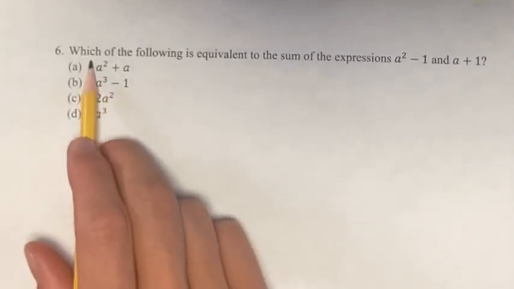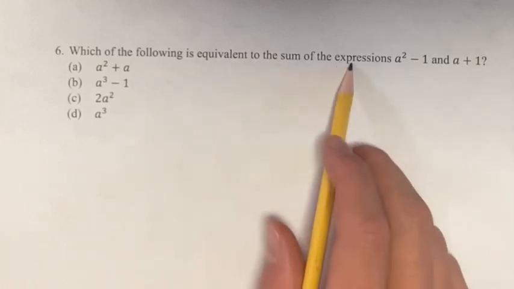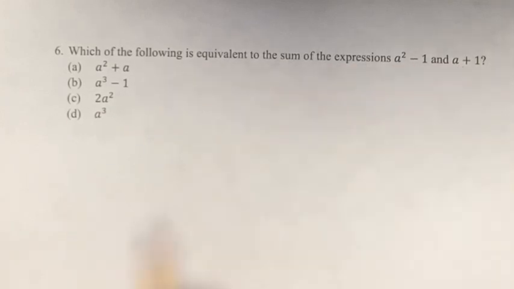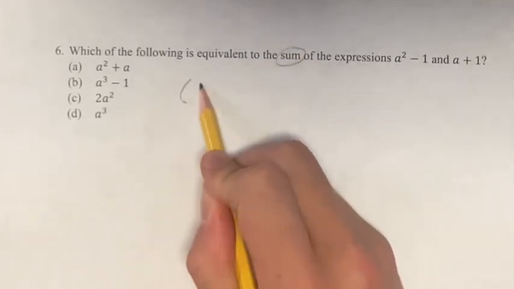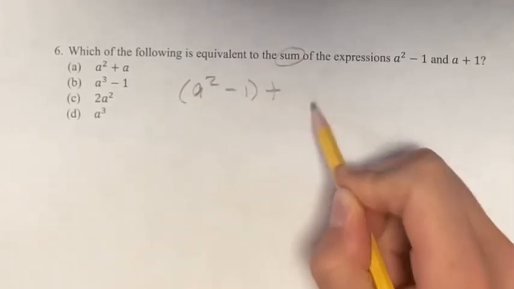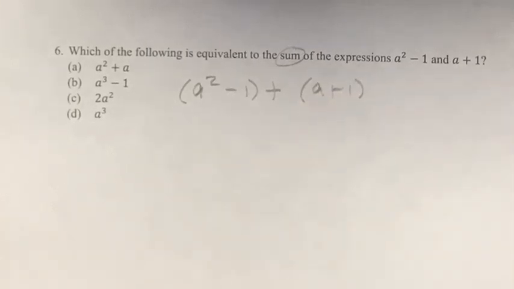In this problem, we're asked which of the following is equivalent to the sum of the expressions a squared minus 1 and a squared plus 1. So the sum means we're adding these. So we have a squared minus 1 plus a plus 1.